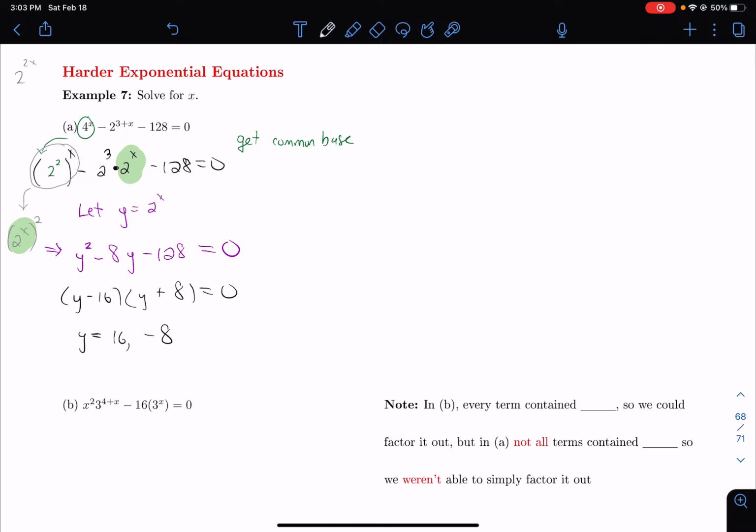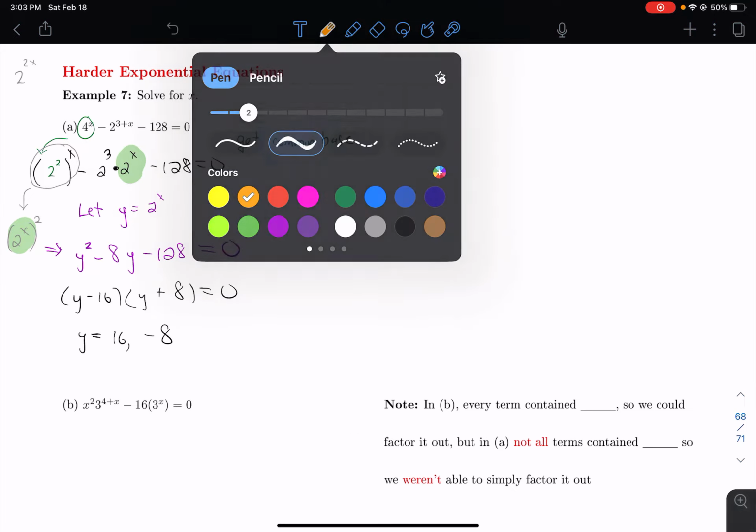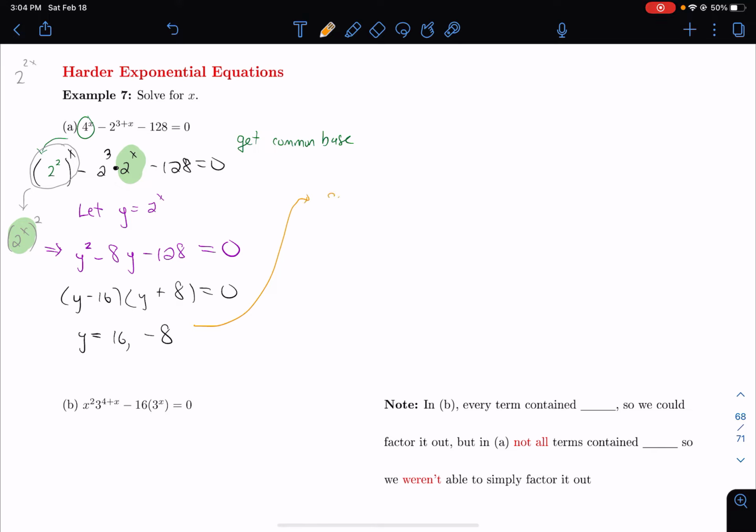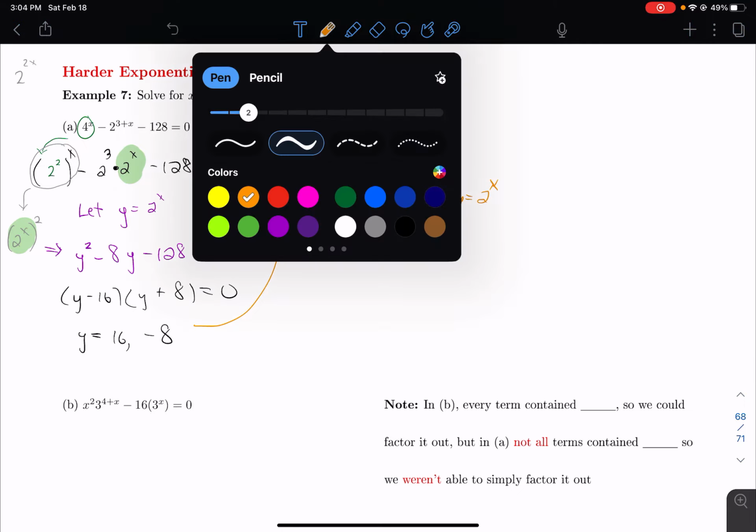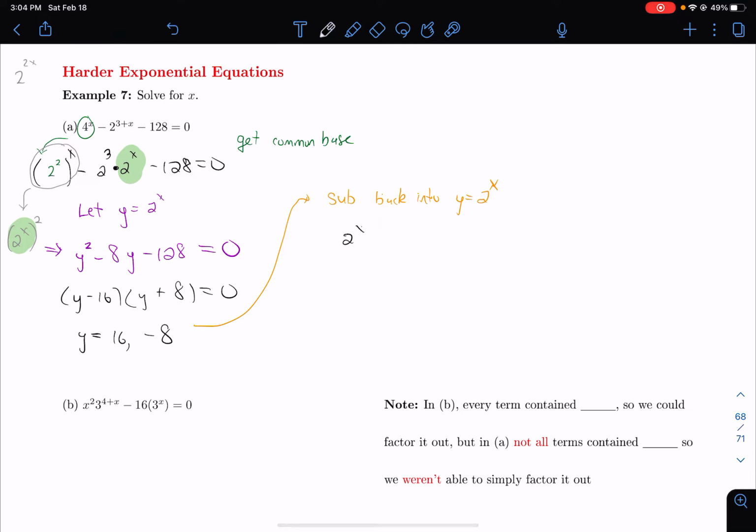But remember, we need to figure out what x is. And we can plug back into our substitution to get that. So we substitute back into y equals 2 to the x. I'm going to plug those values that we just got for y. So we get 2 to the x can be 16, or 2 to the x can be equal to negative 8. Well, with that first one, 2 to the x equals 16, that one's pretty quick. We get x equals 4.